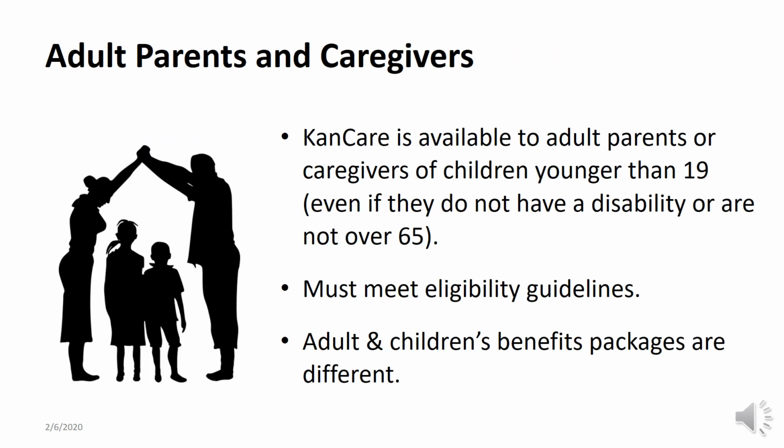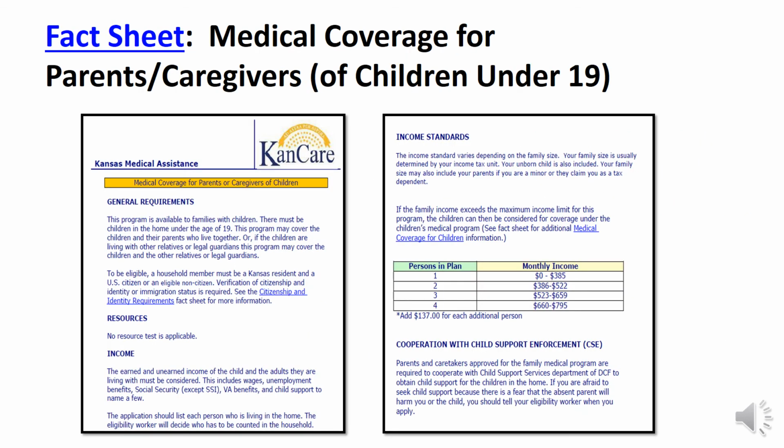The Adult Parents and Caregivers Program. KanCare is available to adult parents or caregivers of children younger than 19, even if they don't have a disability and they're not over 65. They do have to meet the eligibility guidelines, and the adult and children's benefit packages will be different. There is a fact sheet for the Parent and Caregivers Program. So again, you can see here that there are no resource or asset tests for this, and then again it tells you the income requirements for this program.